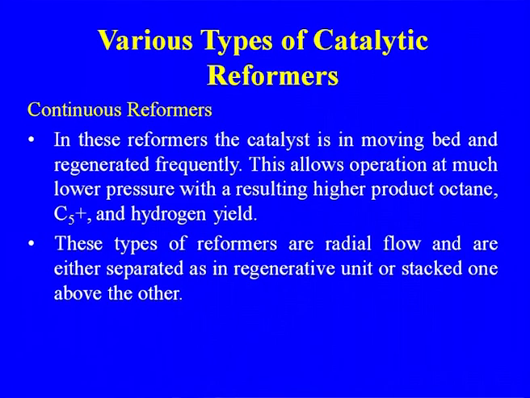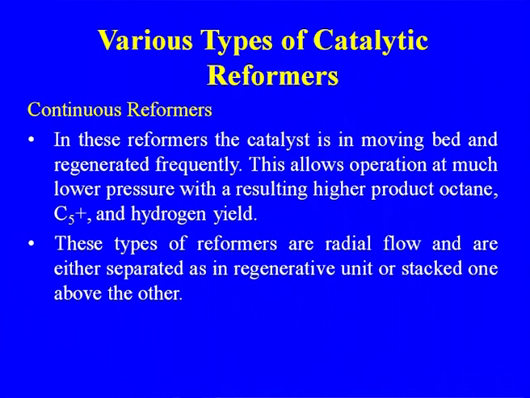Continuous reformers. In these reformers, the catalyst is in a moving bed and is regenerated not frequently but continuously, you can say. This allows operation at much lower pressure with resulting higher C5 plus octane product and hydrogen yield.